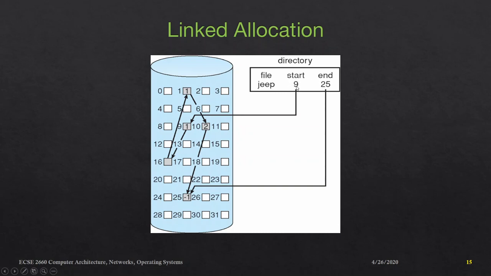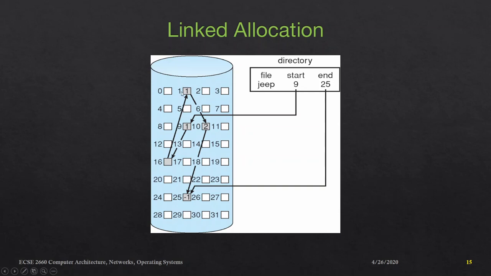And if we start accessing the first block, 9, we are going to look at block number 9, which contains part of the data of that file Jeep, but it also contains the pointer to the next block. So in this case, it is going to go from block 9 to 13 to 16 to 1 to 6 to block 10 to block 18 to block 25, which is the ending block. So that particular link is the linked allocation.